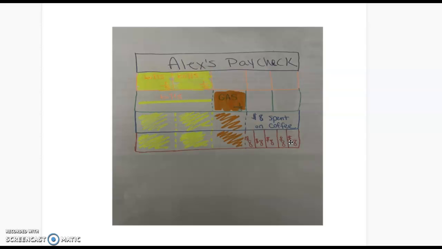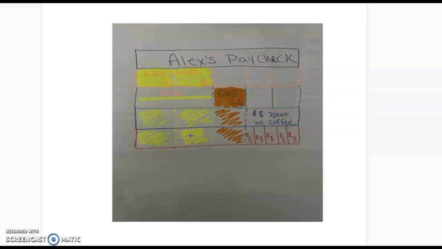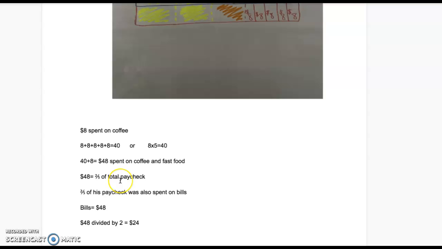We also know 2/5 of his paycheck was spent on bills, 1/5 plus 1/5. So $48 was used here, so up here $48 is going to be used on bills. You can add the money spent on bills, which is $48, to the money spent on coffee and fast food together, and that will give you $96.